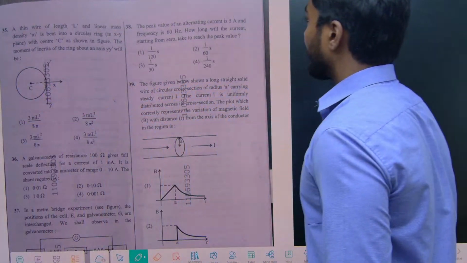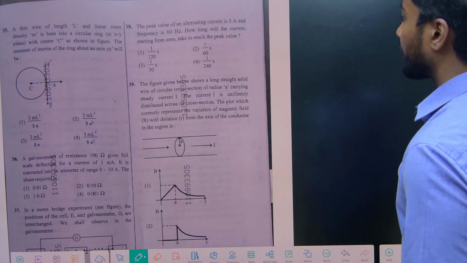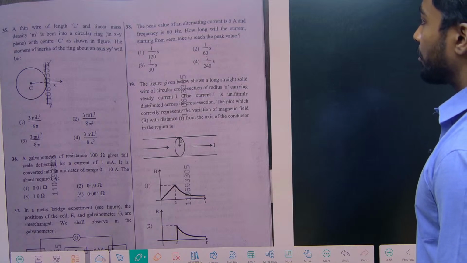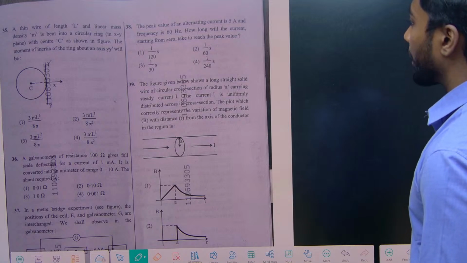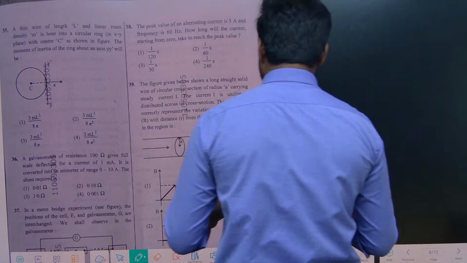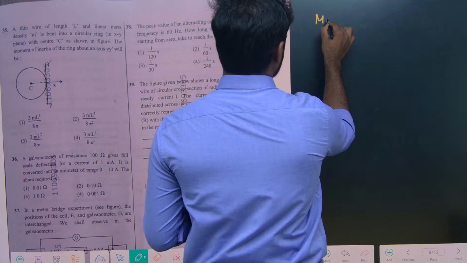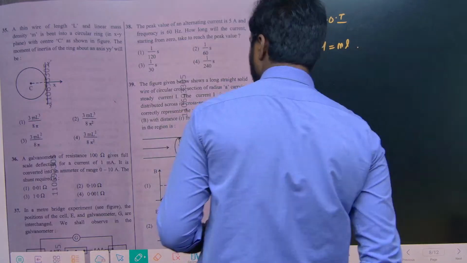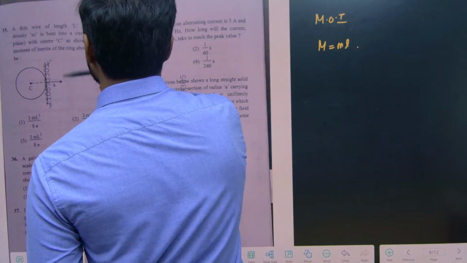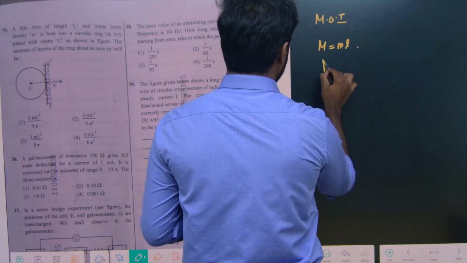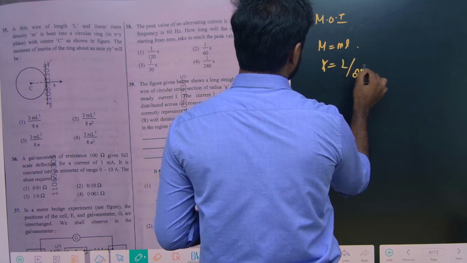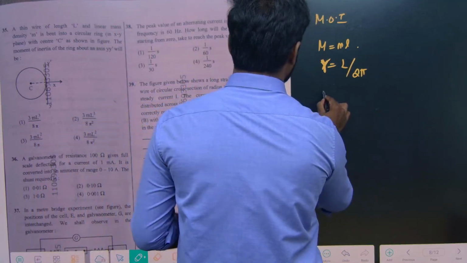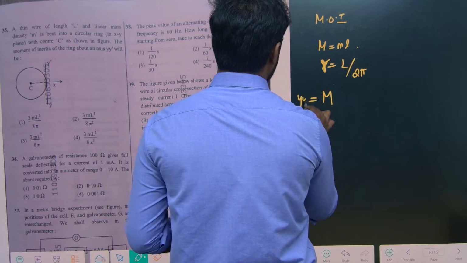A thin wire of length L and linear mass density m is bent in a circular ring in the xy plane with center C as shown in the given figure. The moment of inertia of the ring about the axis y dash will be. So y dash they are asking, so moment of inertia: mass will be equal to m into L, and radius r is equal to L by 2 pi.